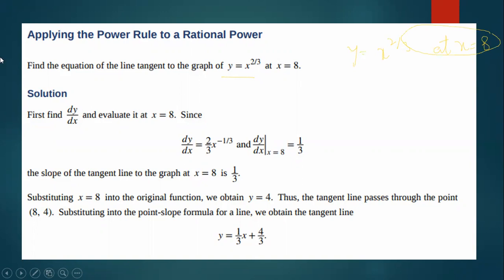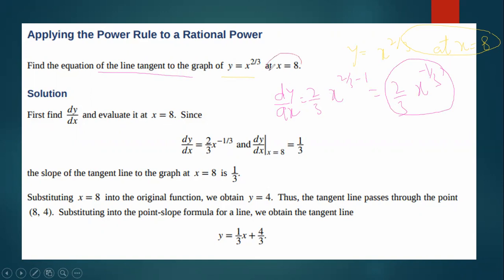So first, find the equation of the line. To find the equation, we have to find the slope. For the slope dy upon dx, I have to apply the power rule, so it will be 2 upon 3 x to the power 2 upon 3 minus 1, so it will be 2 upon 3 x to the power minus 1 upon 3. So this is the value of the slope, or the derivative function of y with respect to x.